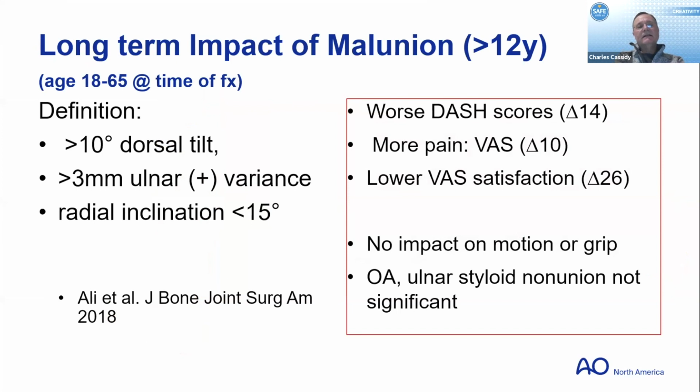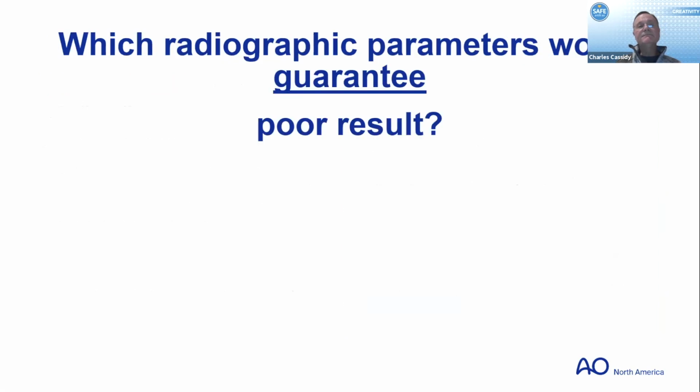But let's look at this study that looked at radiographs. These patients were younger at the time of injury, as you see. Their definition of malunion was greater than 10 degrees dorsal tilt, greater than 3 millimeters ulnar variance, and less than 15 degrees radial inclination. They showed that regardless of the treatment, if their radiographic outcome was a malunion, they had worse DASH scores, more pain, and lower satisfaction. Interestingly, their motion and strength were not impacted though. And arthritis was not significant, ulnar styloid nonunion, not significant.